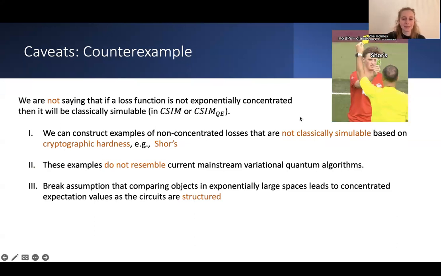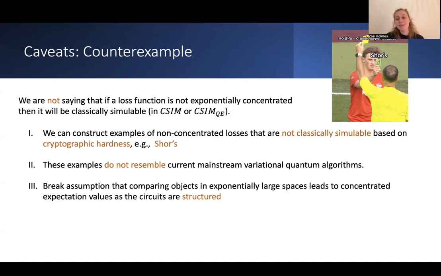But we can, of course, using Shor, construct counterexamples of non-concentrated losses that are not classically simulable. So maybe we don't care about this counterexample too much, as this involves cooking Shor's algorithm into a rather contrived problem. I don't think we're really that interested in it, but it's important to stress that we have this counterexample. So we are not saying that exponential concentration necessarily means things will be classically simulable. And as I say, it's rather contrived. It also does not really resemble current mainstream variational quantum algorithms.